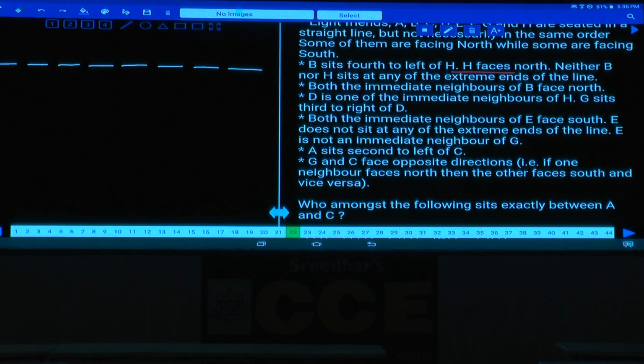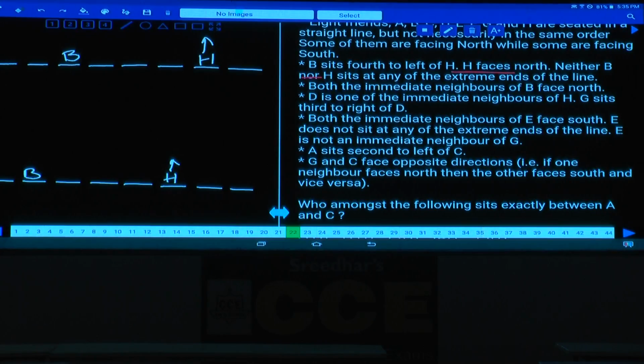Neither B nor H sits at any of the extreme ends. As neither B nor H sits at any of the extreme ends, what is the first possibility? H is facing towards north, 1, 2, 3, 4, and B will be here, that is one possibility. And the second possibility, 1, 2, 3, 4, 5, 6, 7, 8. Now, if H is at this third place facing north, then B will be in the second place.